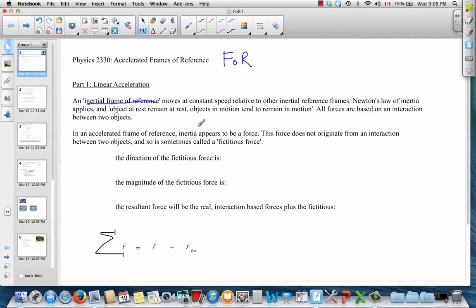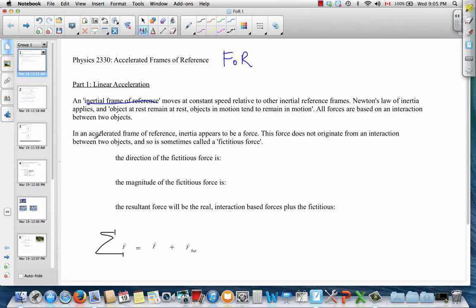Newton's law of inertia will apply there, and therefore objects at rest remain at rest and objects in motion tend to remain in motion. And all forces are based on real interactions between two objects. In an accelerated reference frame, though, inertia appears to be a force. This force doesn't originate from the interaction between any two objects, and is therefore sometimes called a fictitious force.